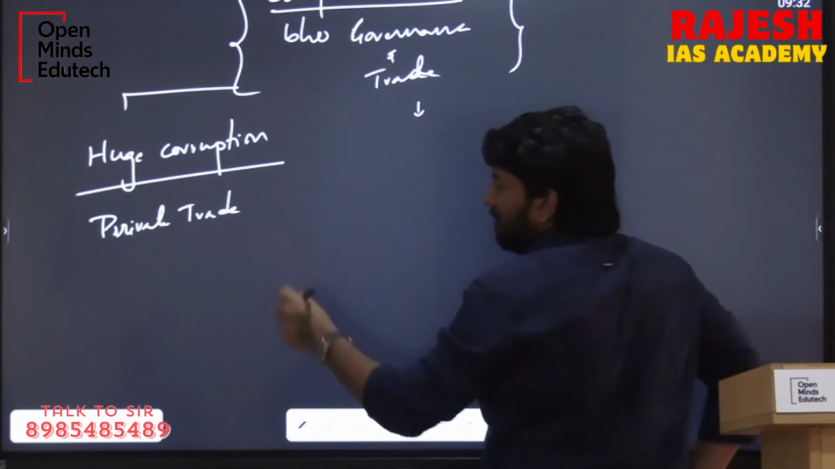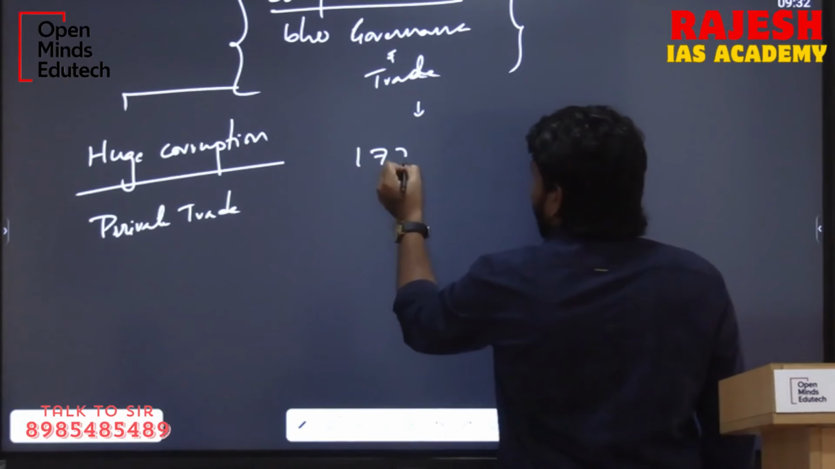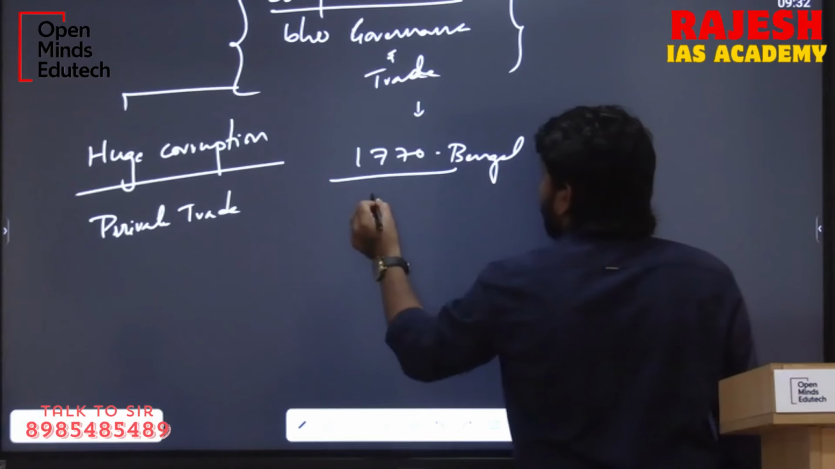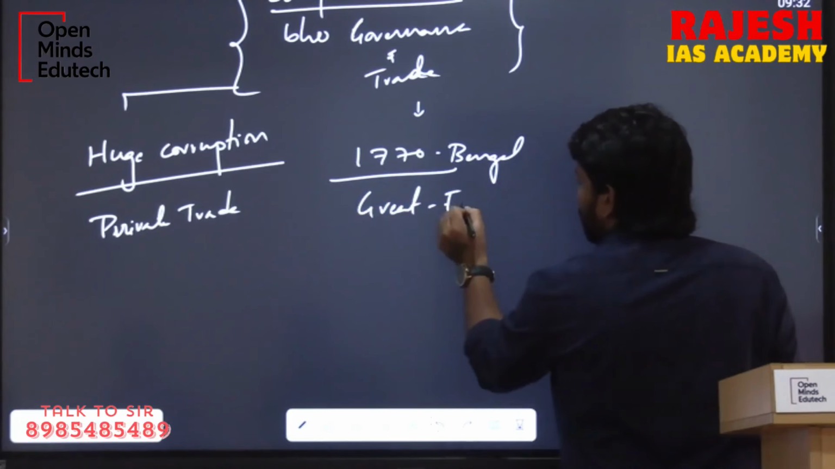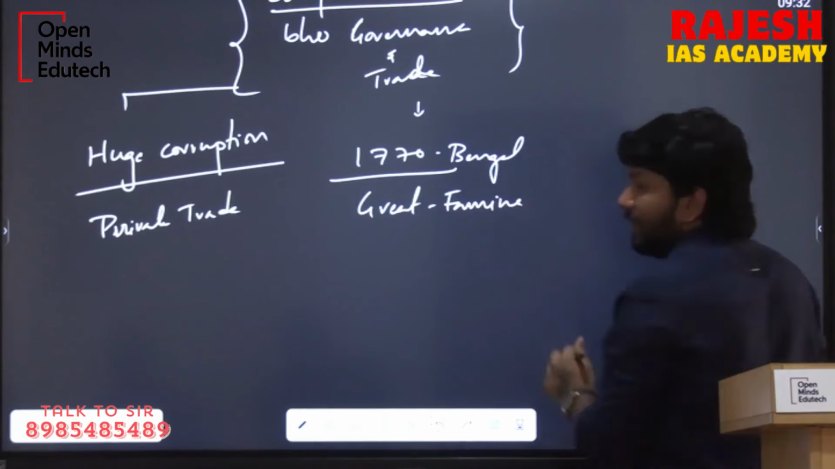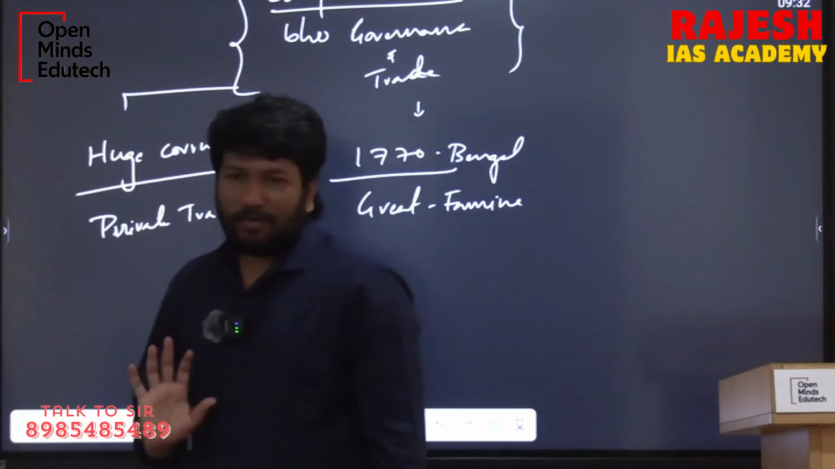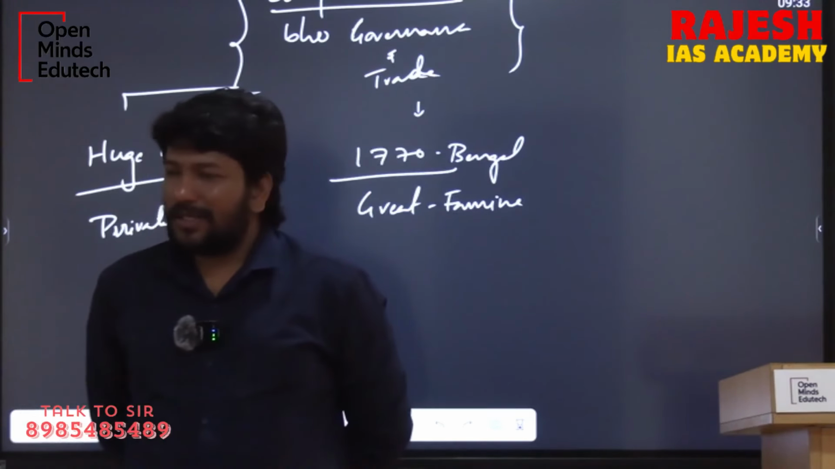Next one. Because of this huge corruption and misadministration, in the 1770s in Bengal, what happened? A great famine. Nearly one third of the people perished. Great famine. So now everyone will look at Bengal, right or wrong? Until now, no one looked at Bengal. Now everyone looks at Bengal. There is something happening.